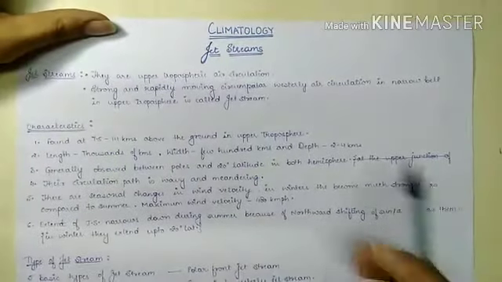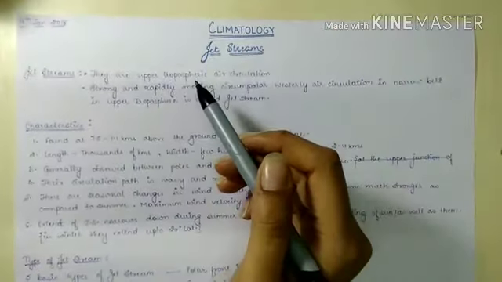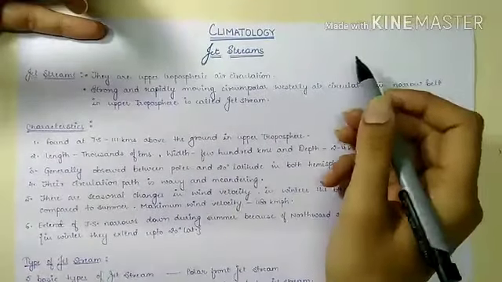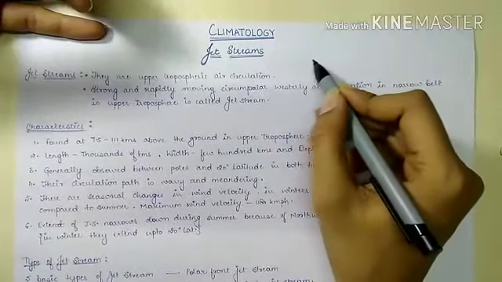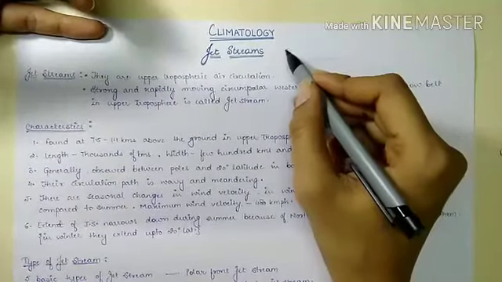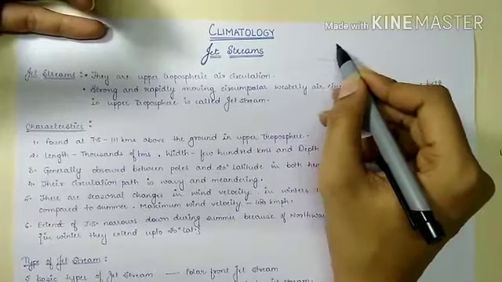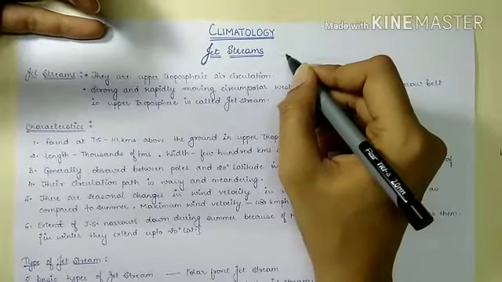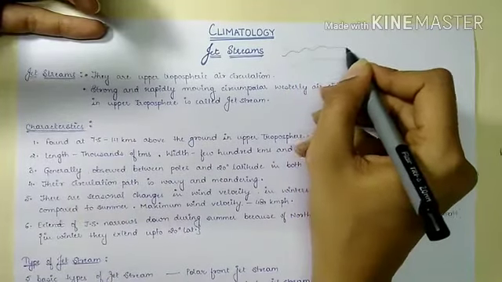So jet streams. What exactly are jet streams? Jet streams are upper tropospheric air circulation. That means this is our air and this is our troposphere. So these winds blow in the upper tropospheric layer.